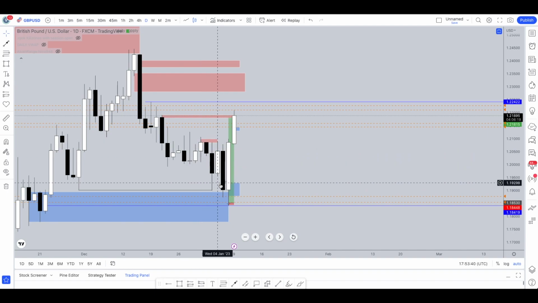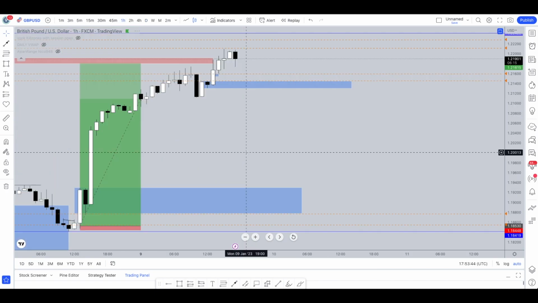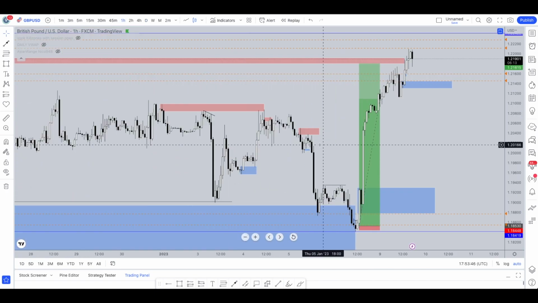Price dips back into it early over here within this daily candle, and as we go into the hourly and below, we can see that first dip down below the liquidity was this movement here.